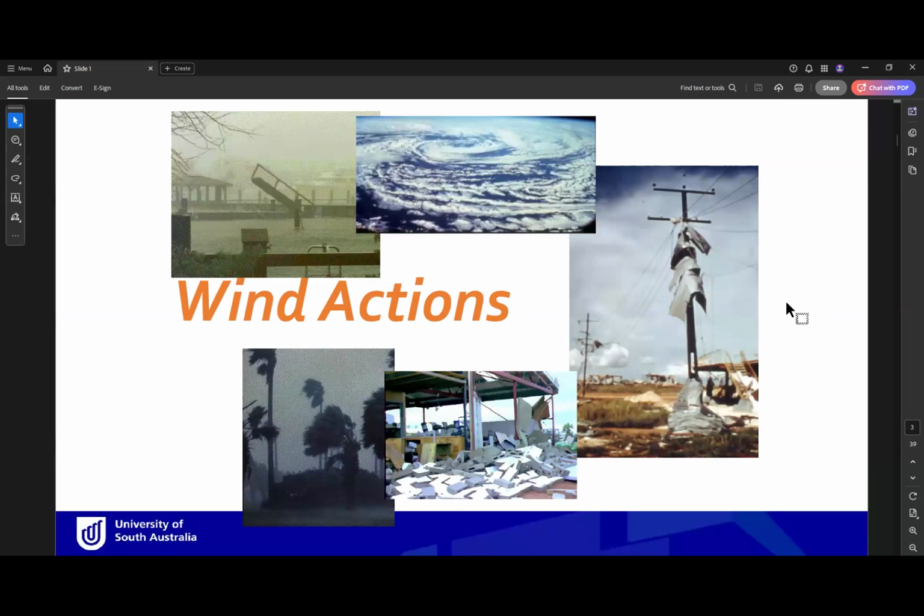These images show some of the wind actions that affect structures. As you can see, the wind can cause damage, with debris flying everywhere. The wind also affects trees and can damage walls, like the masonry walls here. It can also affect bridges, and can make cyclones like the image on the top. So the wind actions are severe winds that we need to consider in our design of the buildings.